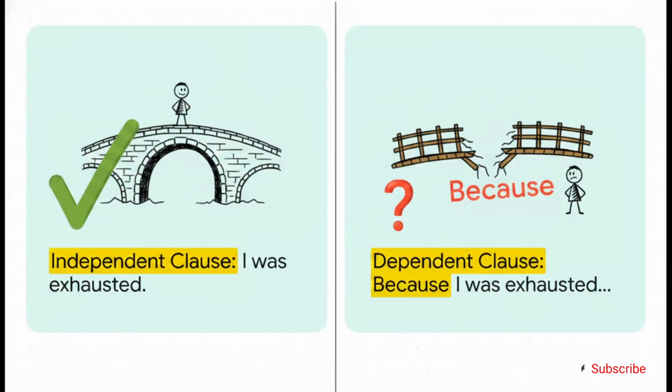Look at how this works. I was exhausted. That's a complete thought. That's our independent clause. But watch what happens when we add just one little word, because. Because I was exhausted. All of a sudden it feels totally incomplete. It just leaves you hanging, right? Waiting for the rest of the story.